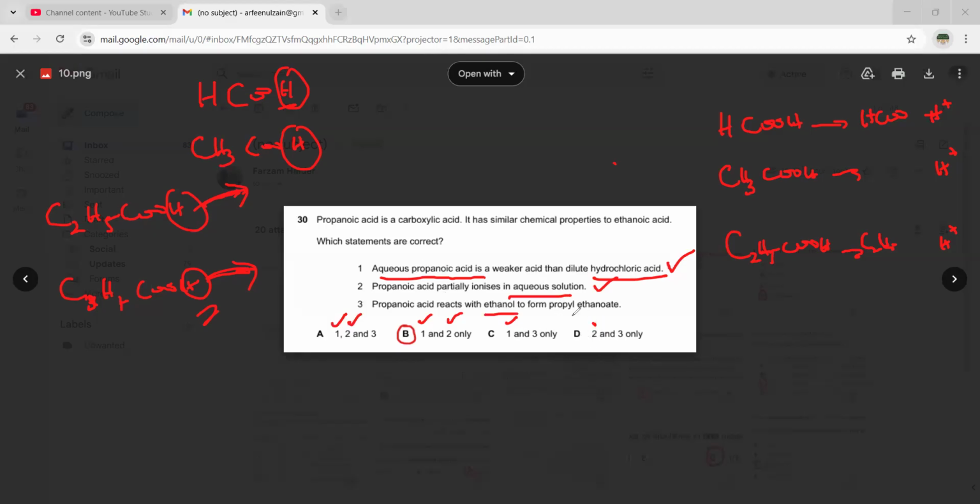Propanoic acid reacts with ethanol to form propyl ethanoate. When alcohol reacts with a carboxylic acid, it will form an ester. The first name of the ester is from the alcohol and the second name is from the acid. So if ethanol reacts with propanoic acid, what ester will it form? It will form ethyl propanoate. But it is written propyl ethanoate, so this ester cannot be formed. So statements 1 and 2 are correct, whereas statement 3 is incorrect, because the ester formed is ethyl propanoate, but the option gives propyl ethanoate.